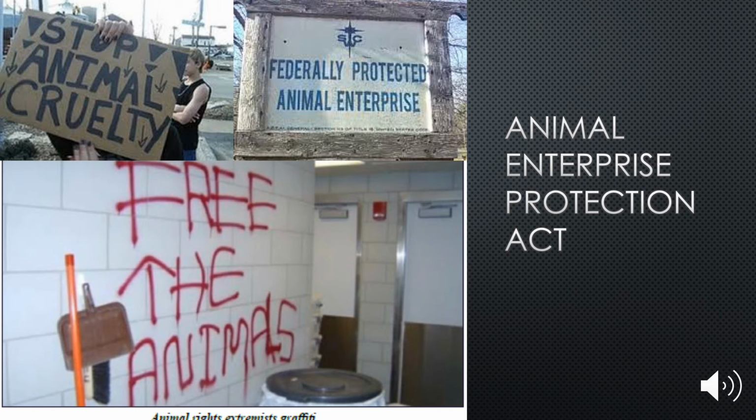ALEC was founded in the 70s, and it maintains itself as a pro-corporate conservative nonprofit group. Their membership is made up of both legislators and industry representatives. What they do is introduce model legislation to members of Congress, who can then introduce it to the House and Senate and have it be voted on.